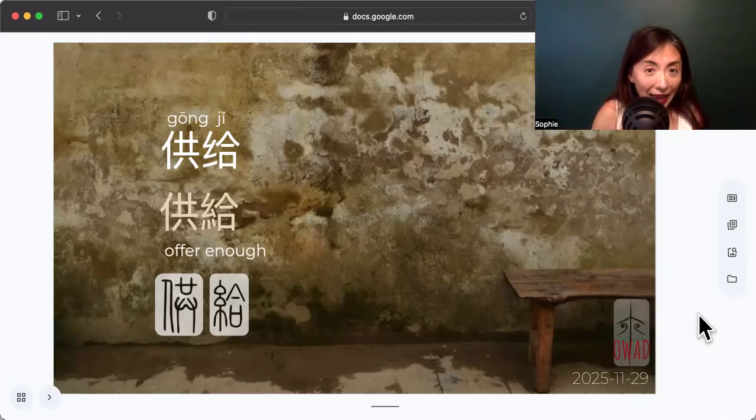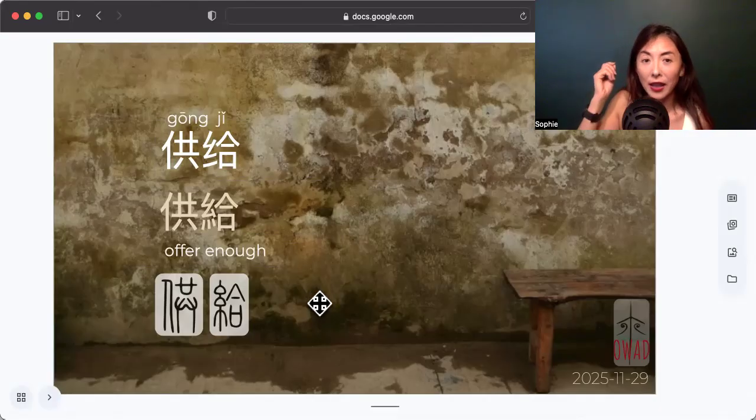Now, 给 is normally how this character is pronounced. But in this case, when it's right after 公, it becomes 给, and 给, I translate as enough. It's equivalent to today's popular word of abundance. When people talk about AI, right? It's going to lead to a life or society of abundance.